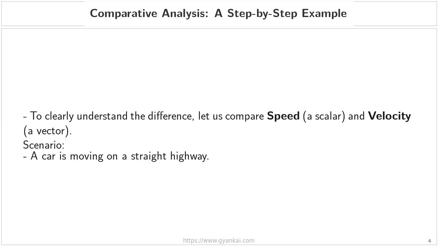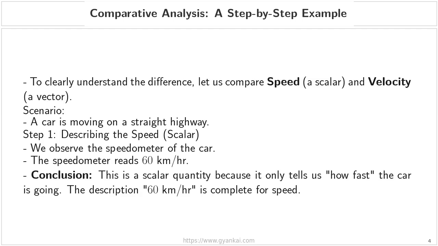Imagine this scenario. You are sitting in a car that is traveling along a perfectly straight highway. First, let's look at step 1, where we describe the speed. Suppose you glance down at the car's speedometer. The needle points exactly to 60 kilometers per hour. At this moment, we have a scalar quantity. Why? Because the speedometer only tells us how fast the car is moving. The information is complete as it is. We don't need to know which way the car is facing to understand its speed.